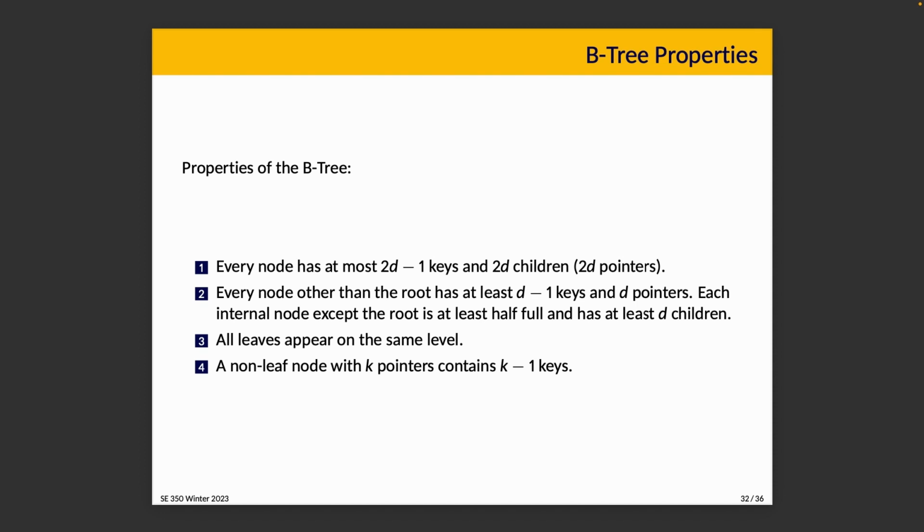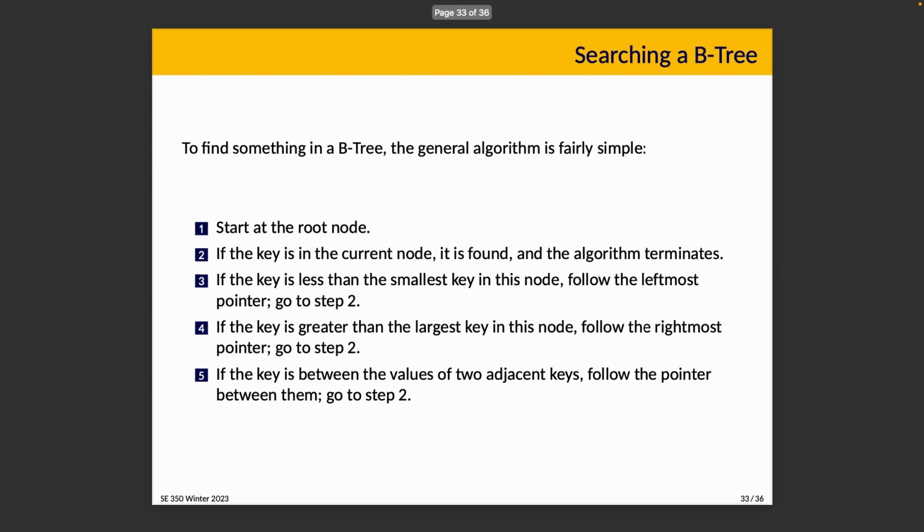All leaves appear on the same level. That's part of what makes the access equal in terms of time, no matter where stuff is. And a non-leaf node with k pointers contains k-1 keys. Okay, it's a lot of rules, but it does make it fairly easy to find something that we are looking for. So we start at the root node.